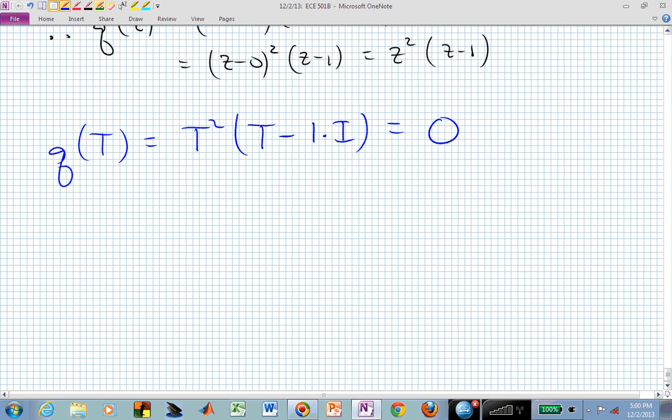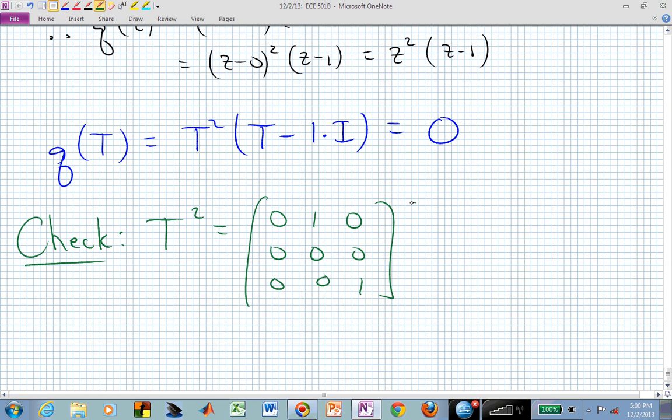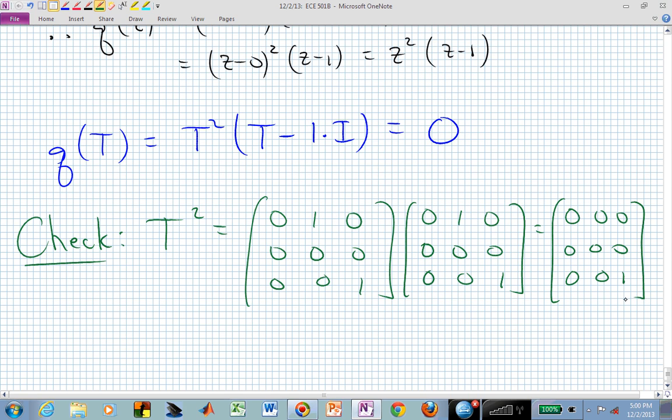Let's just check to make sure that this is indeed true. If we looked at T squared, it was 0, 1, 0, 0, 0, 0, 0, 0, 1, and that was times 0, 1, 0, 0, 0, 0, 0, 0, 1. That's the top two rows are 0, and the bottom row is just the bottom row, and that's now T squared.